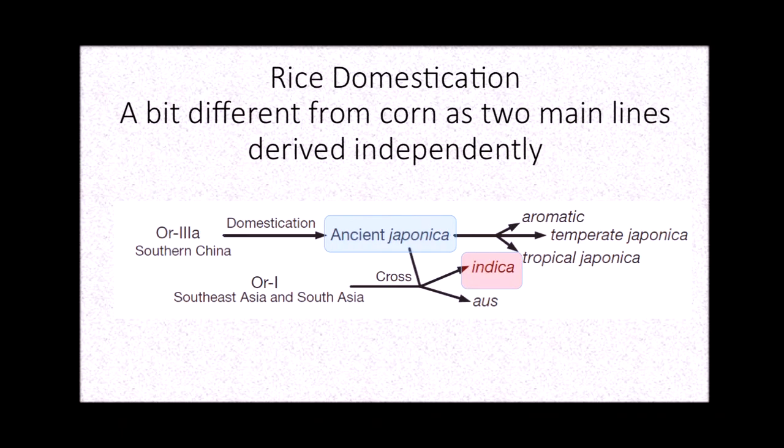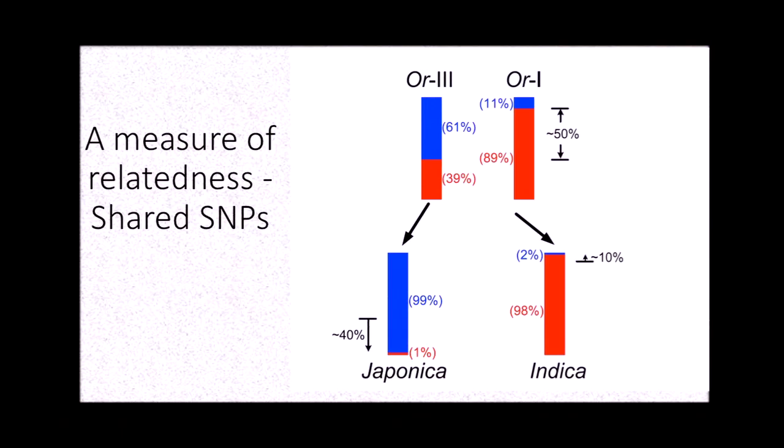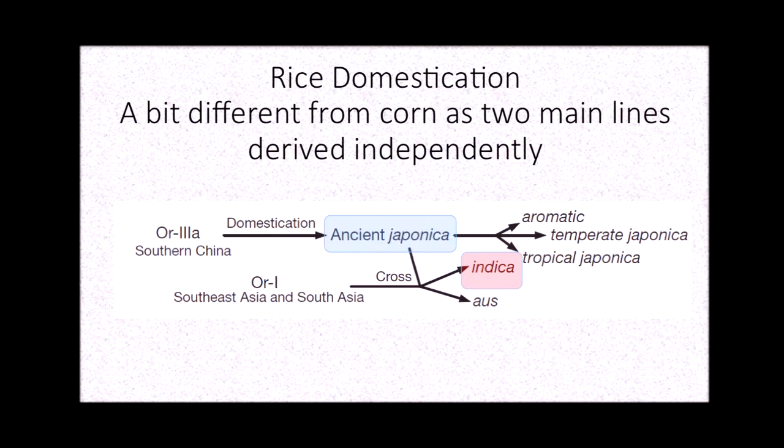So the reason the previous slide was noted as a blue and a red is because that's what we're looking at here. When you look at the 2 origins, I'm going to go back one more. The japonica, the top line, came from Oryza 3A, and the indica came from Oryza 1.